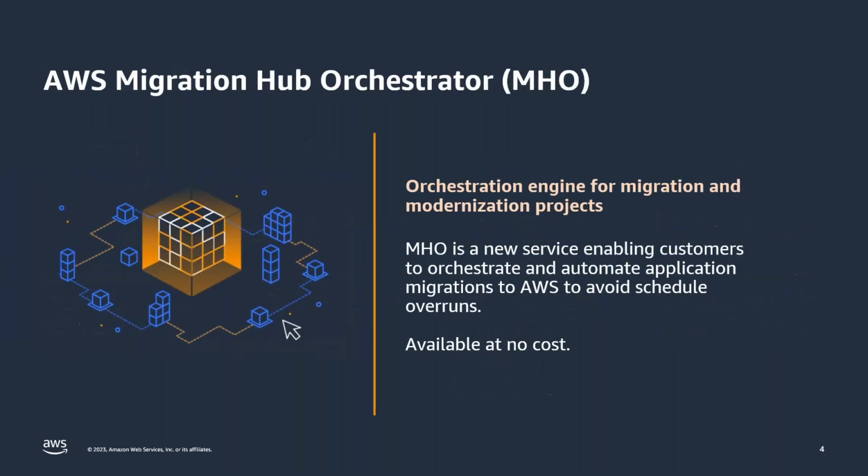So to solve all these challenges, we designed and launched AWS Migration Hub Orchestrator. We call it MHO. For MHO, our goal is to make this an orchestration engine for migration and modernization projects. We launched it last year, and we support several key use cases. It's a free service, so you can use it at no cost. You only pay for the underlying infrastructure you're using.